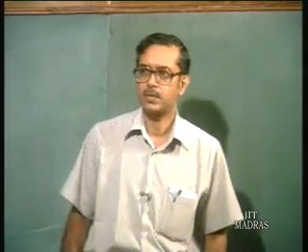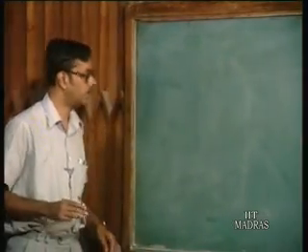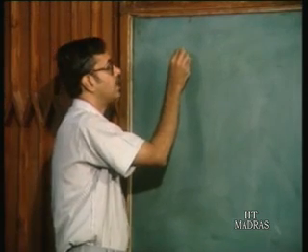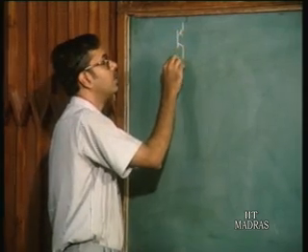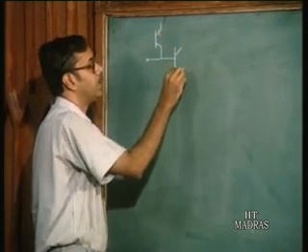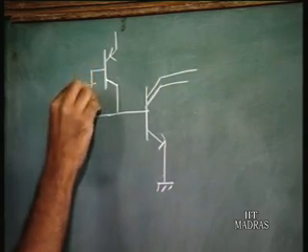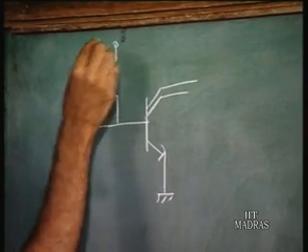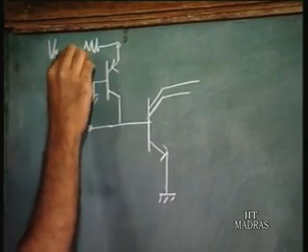So, in today's class we shall continue our discussion on I squared L. Just to recollect what we were doing last class, we had drawn the basic structure of an I squared L cell, which consists of a PNP and an NPN transistor. The NPN transistor is of course a multi-collector transistor, and here you have the PNP which acts as a current source. So, you have the supply voltage here and this is the resistance.